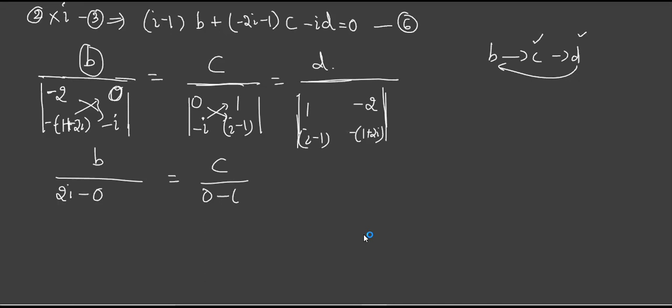Minus i. Minus i. Minus i. Now here this is a little lengthy, huh? Because nothing is 0. Now cross multiply. So 1 into this means the same thing. Minus 1 minus 2i. Correct?